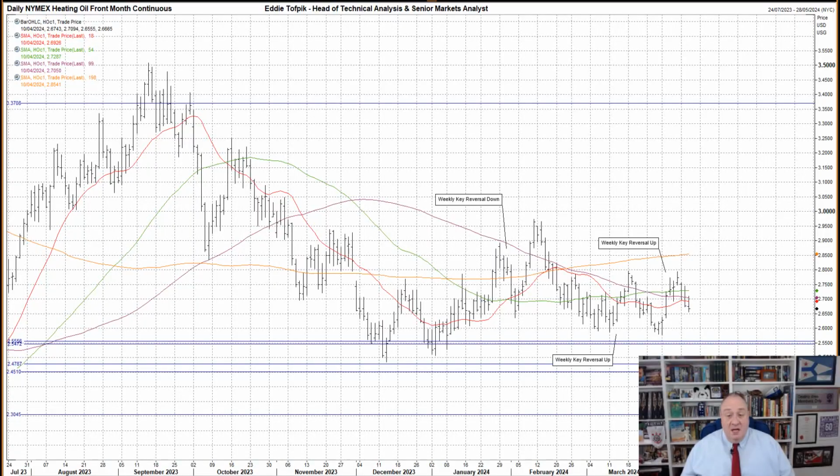This only leaves the outlier, the single commodity that had a weekly key reversal up last week, and that is NYMEX heating oil futures. Here we have seen no element of a follow-on higher, but the almost exact opposite, a move lower from the opening.